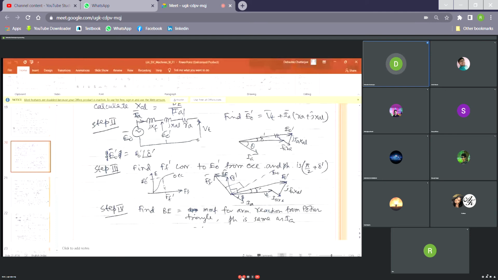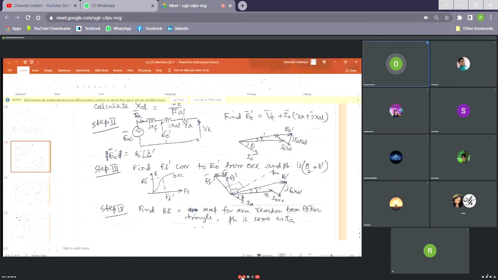Right. So now here the effect of the reactance has already been considered because you have calculated E0 dash based on your RA and XAL. So the only remaining part is BE. BE is the armature reaction effect. So now you have to consider the effect of armature reaction, which is BE here. Then in the next step, FF plus BE equals FF dash, and in step 5 you get that FF equals FF dash minus BE.